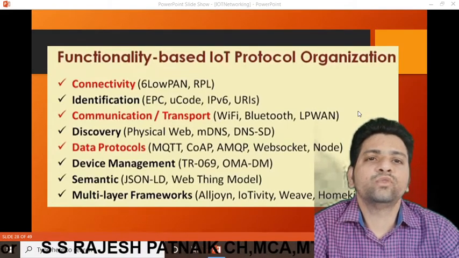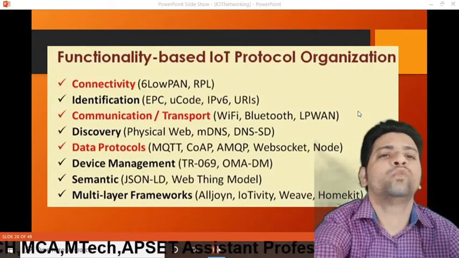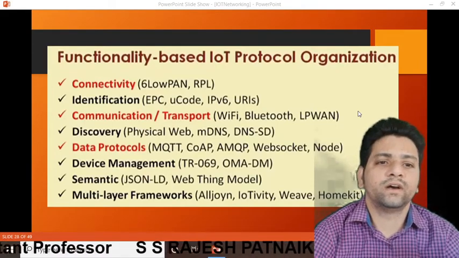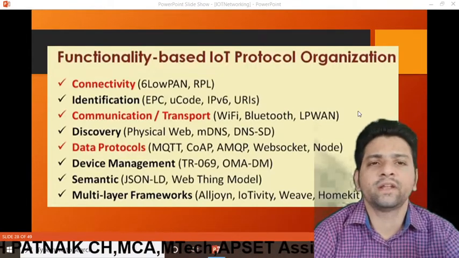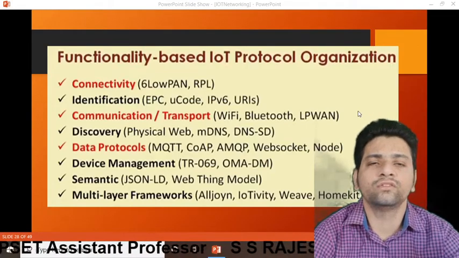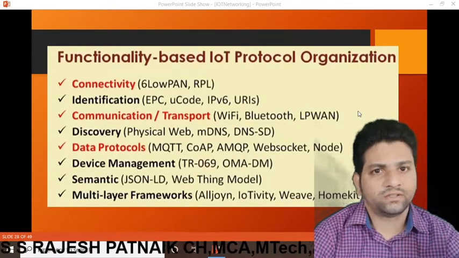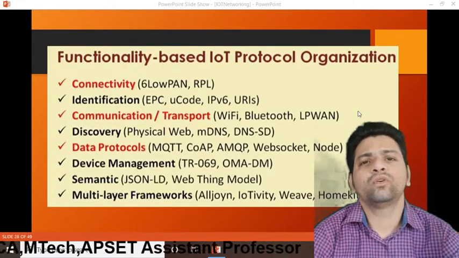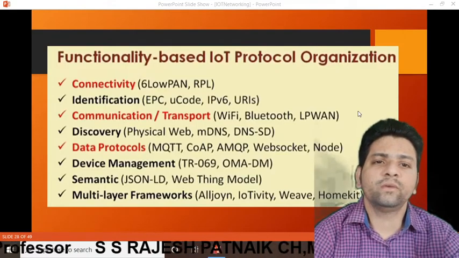And next we also have the communication protocols. There are various communication protocols, meaning the transferring of data from one area to another area. The data will be transferred from one device to another device in a network through certain protocols. Those protocols are nothing but the communication protocols. There are connectivity protocols, identification protocols, communication protocols.